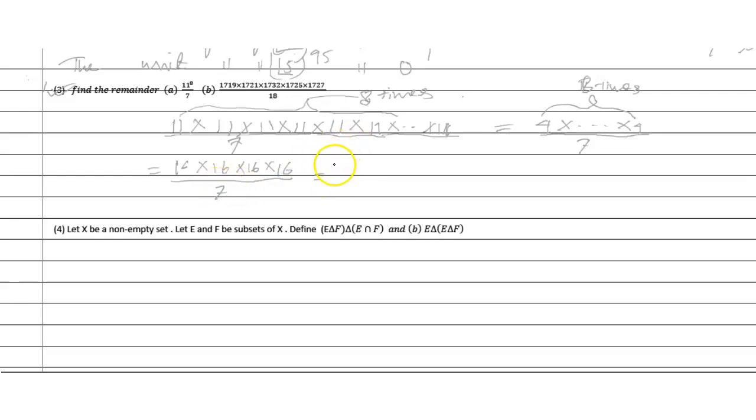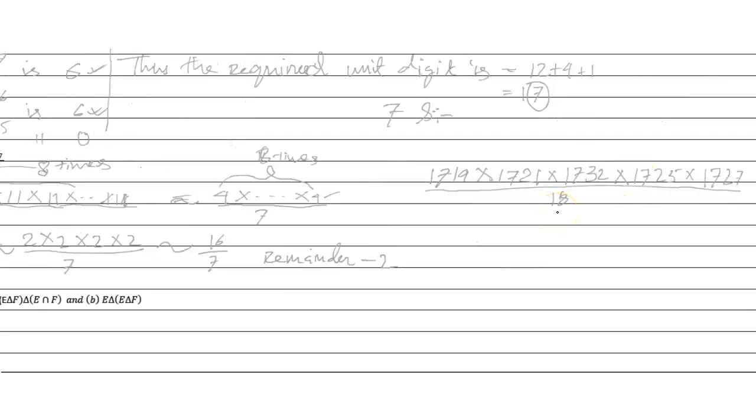So again we get remainder 2 into 2 into 2 into 2. So whatever we get is equivalent. This is not equals to, this is equivalent, remainder portion. So the remainder portion I am getting is 16 by 7, that is remainder. The remainder is 2.